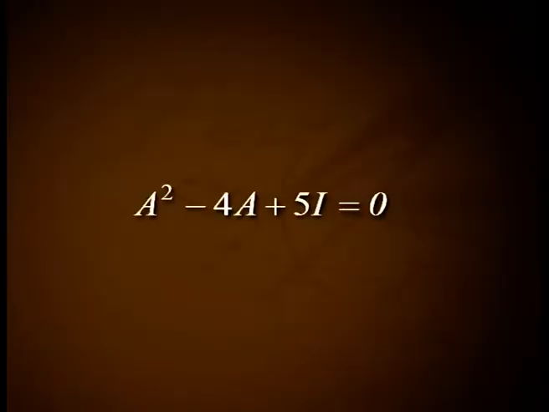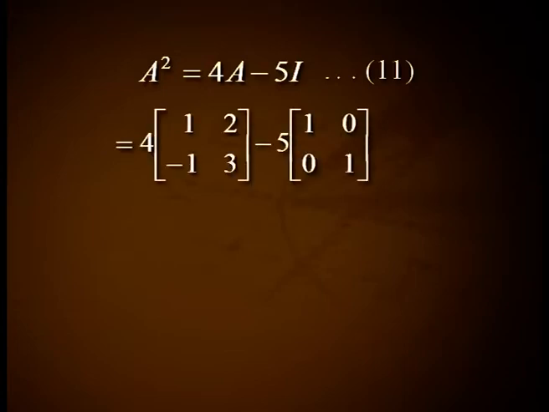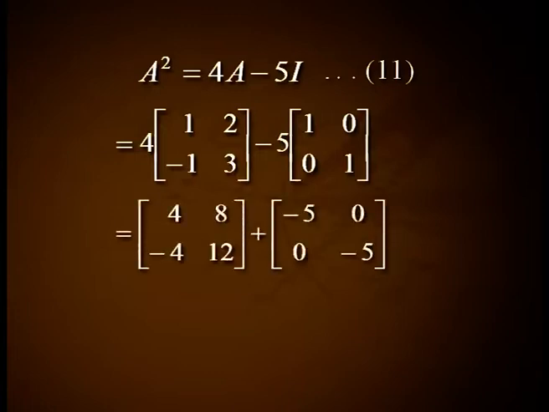Hence, by substituting A in place of λ, the identity matrix I in place of 1, and the zero matrix in place of scalar 0, we obtain A² - 4A + 5I = 0, so A² = 4A - 5I, equation number 11, which is equal to 4 times [[1, 2], [-1, 3]] minus 5 times [[1, 0], [0, 1]], which is equal to [[4, 8], [-4, 12]] + [[-5, 0], [0, -5]], which is equal to [[-1, 8], [-4, 7]].